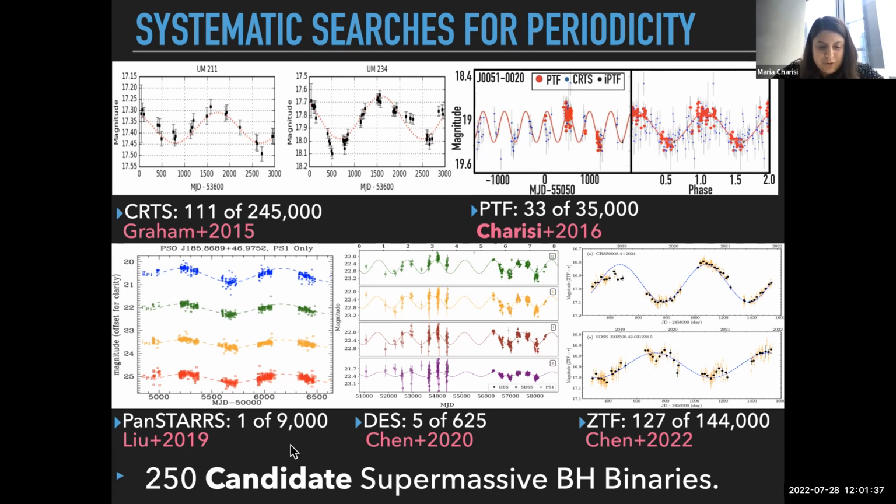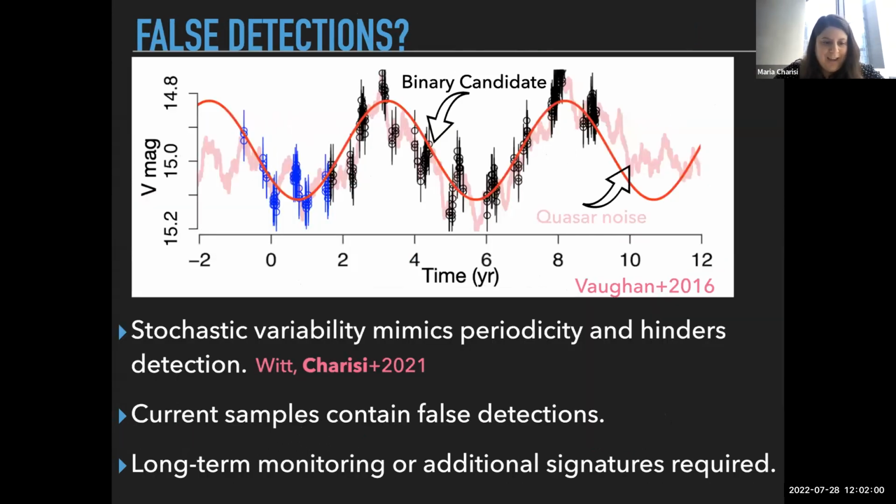The emphasis here is on the word candidates, because we cannot be sure that these quasars are indeed periodic. It's actually very challenging to find periodicity in quasars for two main reasons. One, the periods we are looking for are relatively long. That means we cannot have many repetitions of the periodicity within the baselines that we are looking at. And two, we are all AGN people here. We know that quasars have stochastic variability, and that can mimic periodicity.